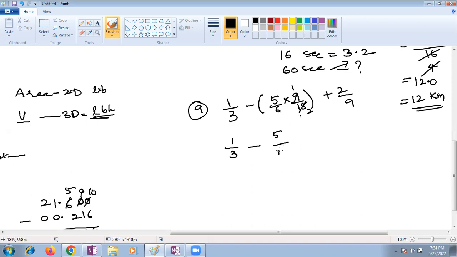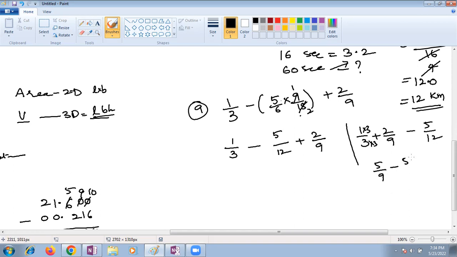6 twos are 12, and 2 by 9. In this, there is addition. You can do the addition first: 1 by 3 plus 2 by 9. Then whatever result you get, you subtract. The LCM of 3 and 9 will be 9. So 3 into 3 is 9 and 1 into 3 is 3, so you get 3 by 9. Very good, Nana. Here you will get 5 by 9.